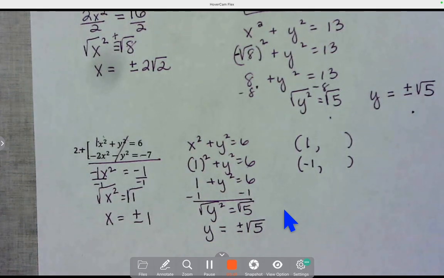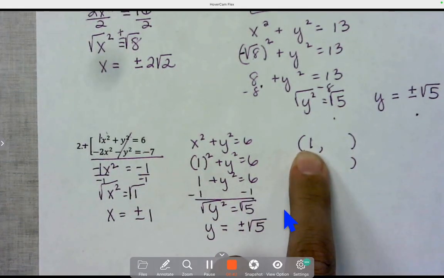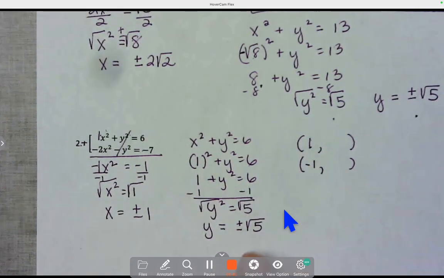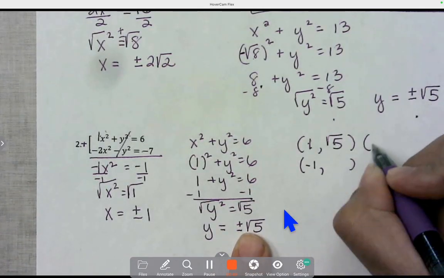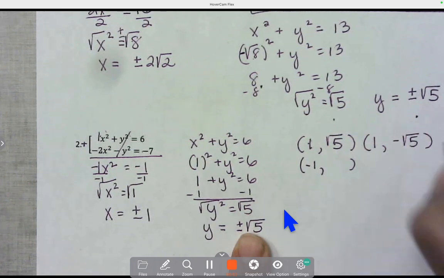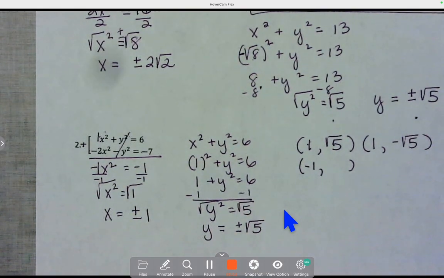So now when I used x is 1, I got 2 outputs, a positive and negative square root of 5. So 1 gives me a square root of 5 and 1 gives me a negative square root of 5. Now somebody asked me, can you just put plus or minus 1 and plus or minus square root of 5? You have to show all the work to back it up. So list them separately so they recognize that 4 individual points.